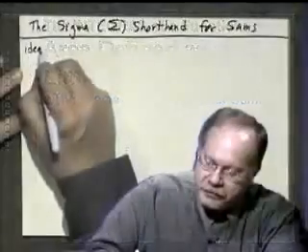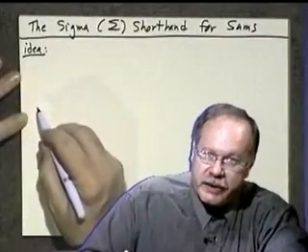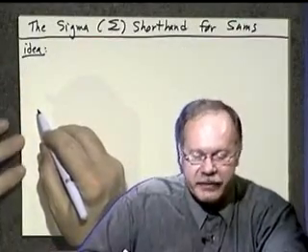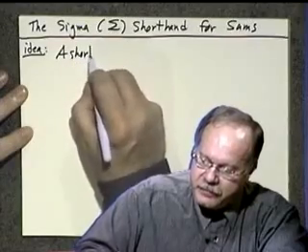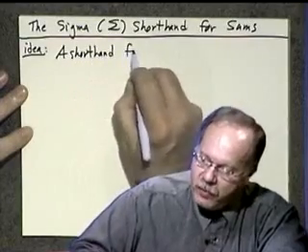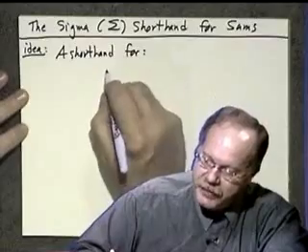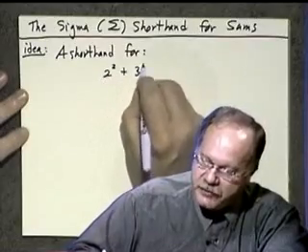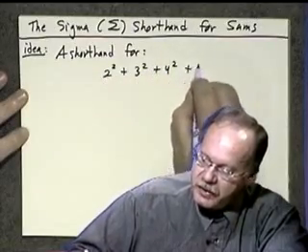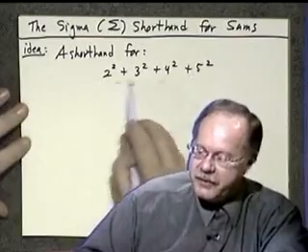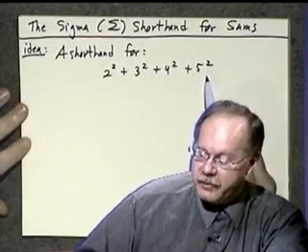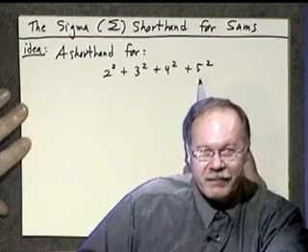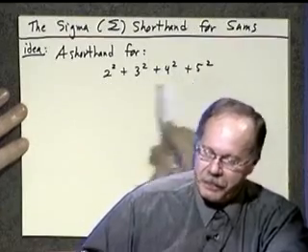Here is the idea. We need a shorthand for long sums that have a certain pattern to them. If we're looking at 2 squared plus 3 squared plus 4 squared plus 5 squared, there's a definite pattern there. And you can imagine me going up to 100 squared or very large numbers. It would be nice to have some compact notation for writing this down.